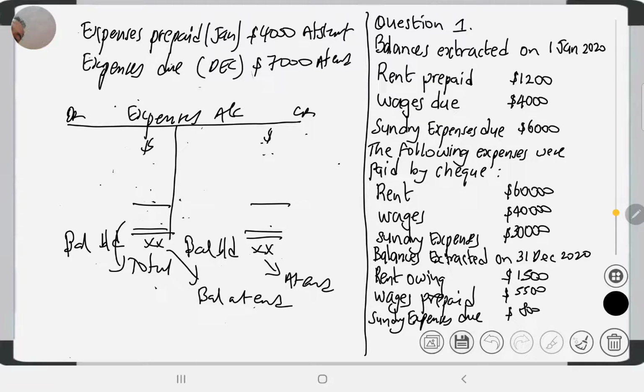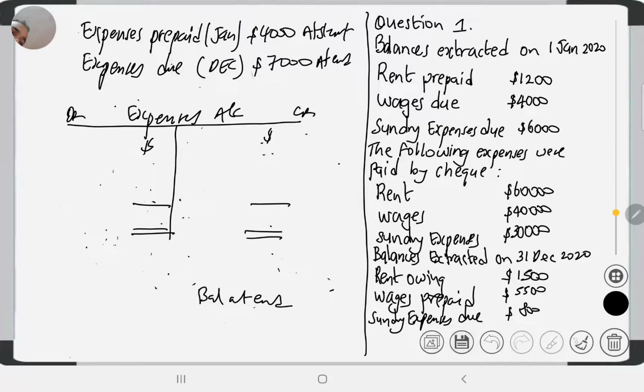This is called the total. And above the total, it can be on the debit side or on the credit side, depending whether it is an asset or a liability. If it is prepaid expenses, prepaid, it will be asset. If it is at the start, it will be recorded on the debit side above the total. If it is a liability, it will be recorded on the credit side above the total if it is at the start. Now, we have expenses prepaid.